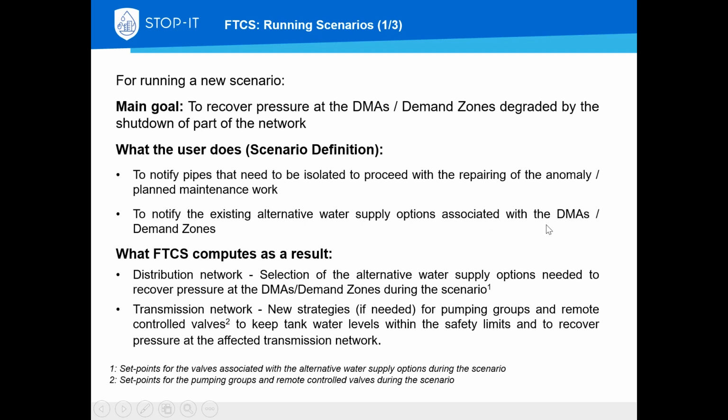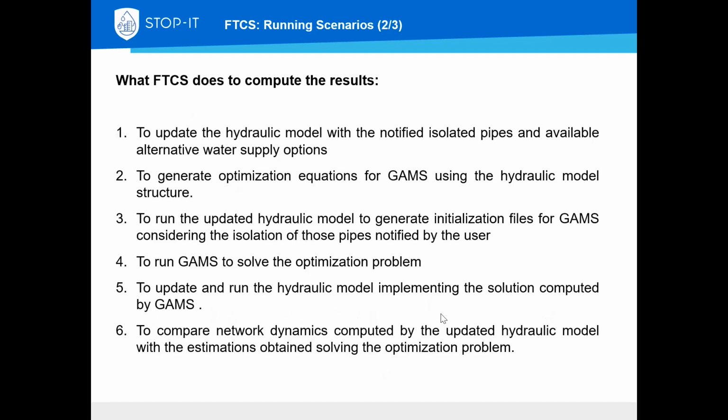What the FTCS tool computes as a result. At the distribution network level, the tool computes the selection of the alternative water supply options needed to recover pressure at the DMAs or demand zones during the scenario. At the transmission network level, the tool computes new strategies, if needed, for pumping groups and remote control valves to keep tank water levels within the safety limits and to recover pressure at the affected transmission network. What the tool does to compute the results.